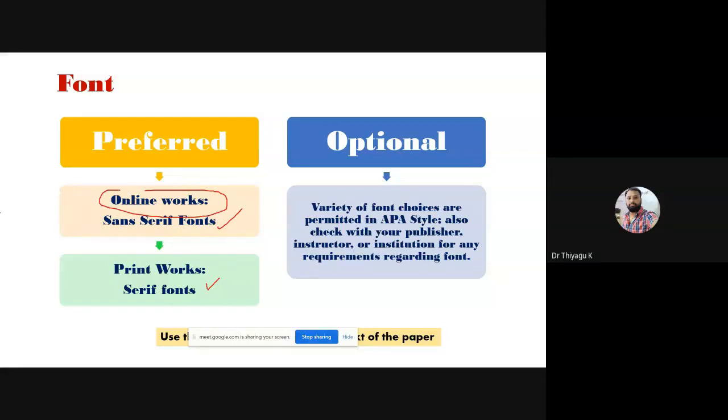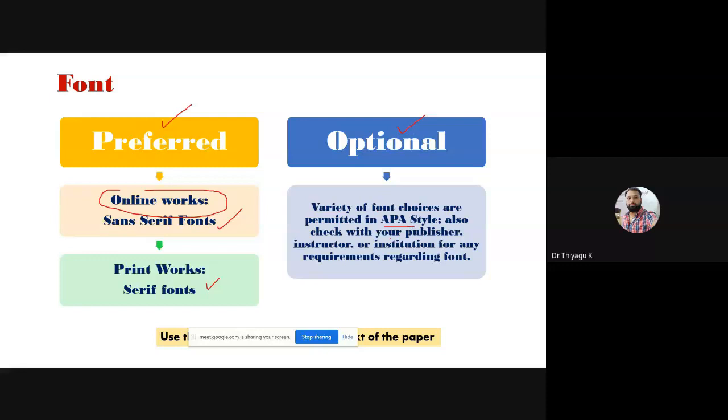But the APA is emphasizing that there is no thumb rule. You can go with a single font size. They are not imposing it on us, but they gave two options. Preferably you can go with sans serif fonts in online work or serif fonts in print work. But they gave some options also. Suppose you feel like going with another font, no problem according to the APA. A variety of font sizes are permitted in APA style.